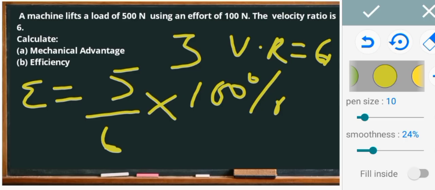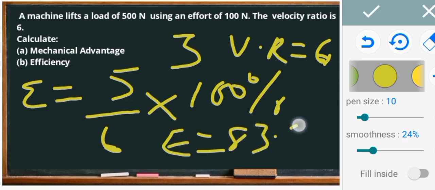What is it going to give us? It's going to give us 83.33. So our efficiency equals 83.3%. So that is our efficiency. Do you understand now? Do not forget, we've gotten our mechanical advantage already, which is load over effort. Our load is 500 and our effort is 100. So 500 divided by 100 will give us 5 without units, because load is measured in Newton and effort is measured in Newton.